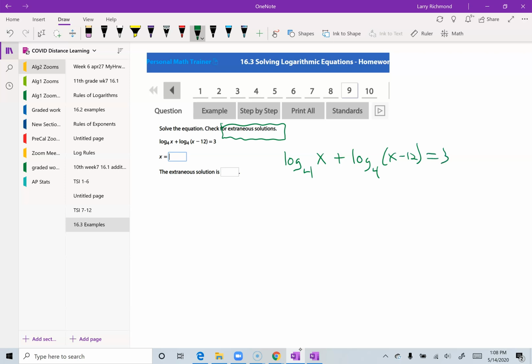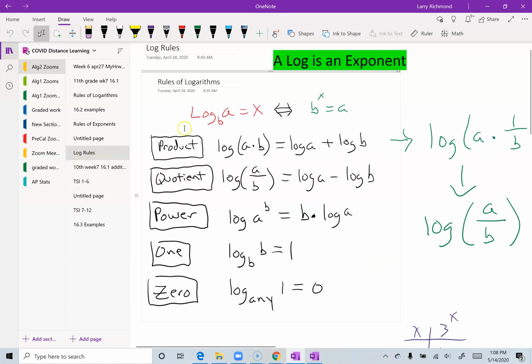So step 1, isolate our log. Well, notice here we have two logs on this left-hand side. So we're going to use our log rules to write this addition as a product. Remember rule 1, the product rule. If we have the log of a product, we can break it up into the sum. So if we have a sum, we can write the sum of two logs as log of one product.